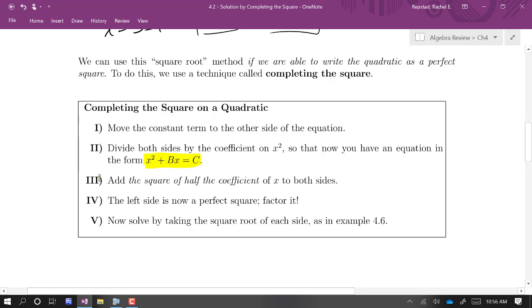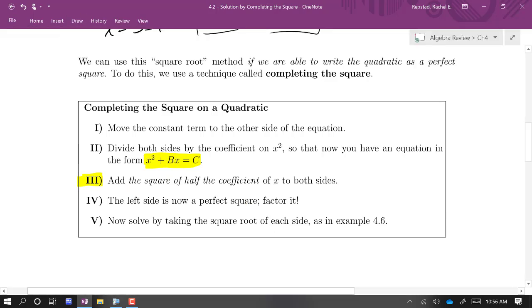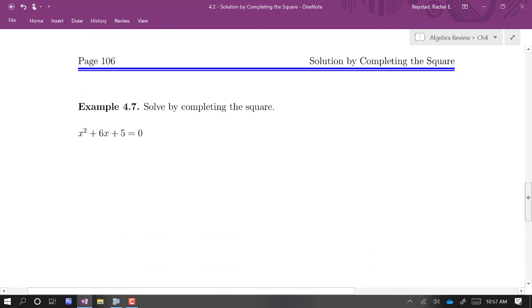And then this part here is really where we are completing the square. Add the square of half the coefficient of x to both sides. I'm going to show you what I mean by that. But basically, in step 3 here, what we're doing is just being clever about what we want to add to both sides. We know we're allowed to add the same thing to both sides of an equation. We're going to be clever about what we choose, because it's going to make the stuff on the left a perfect square, and then we'll be able to factor it. And then we can solve by taking roots.